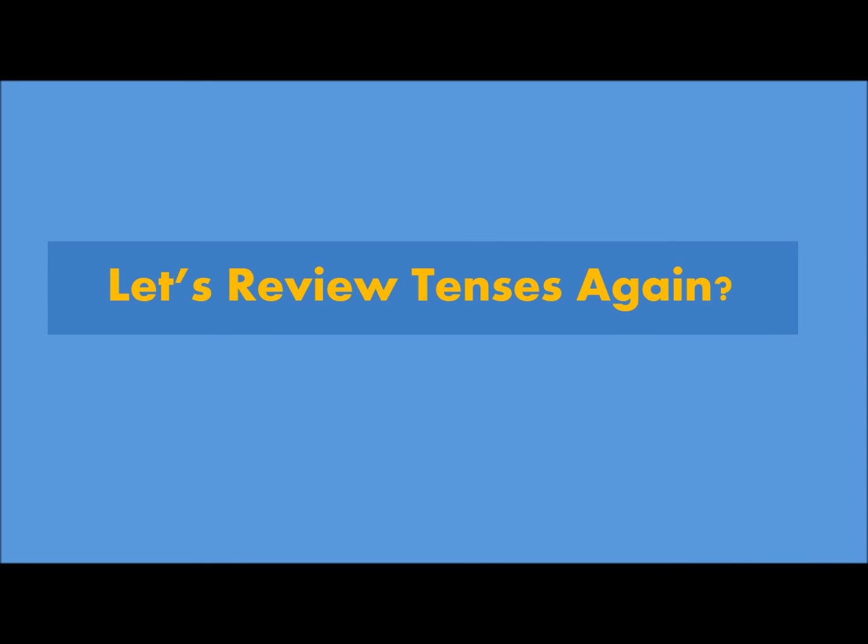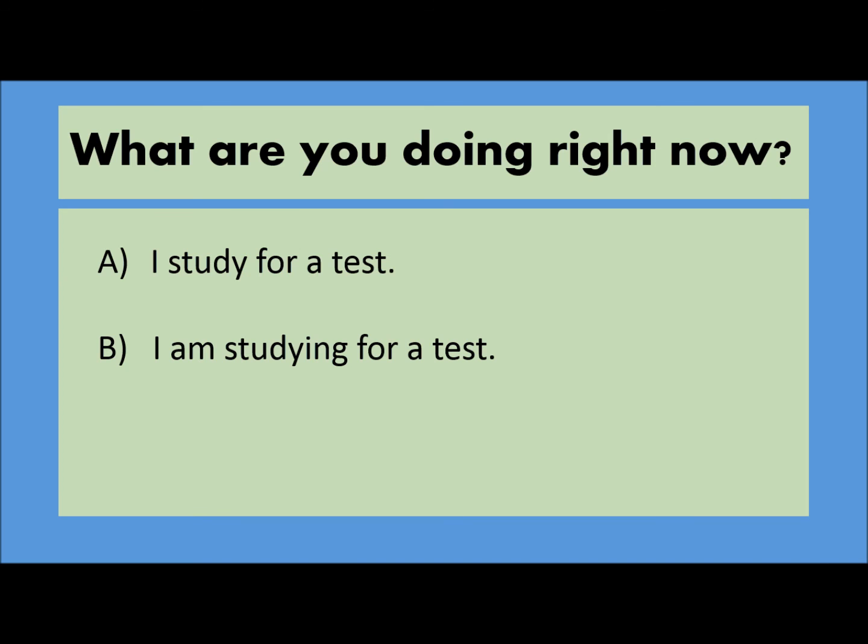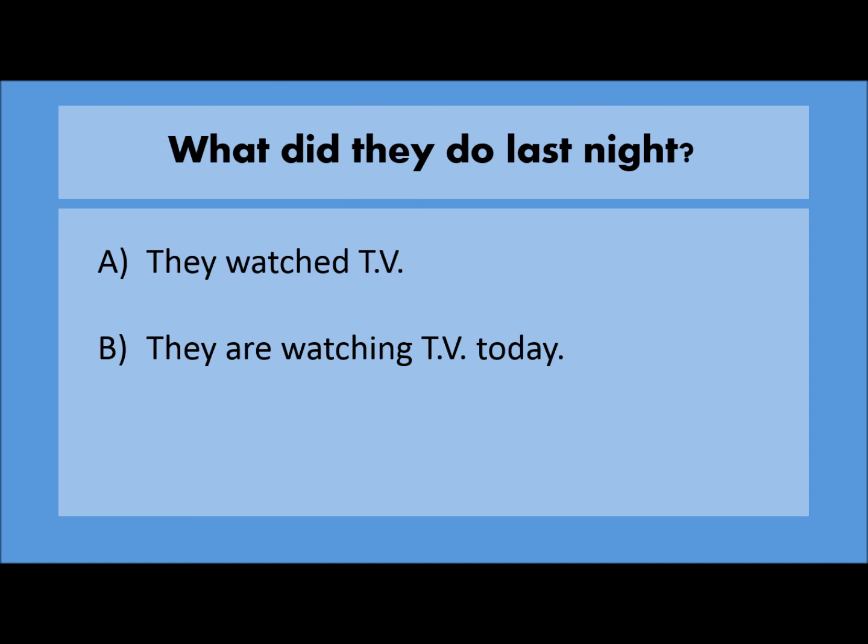Now let's review our tenses again. Question, what are you doing right now? Answer A, I study for a test. Answer B, I am studying for a test. The answer is B. Question, what did they do last night? Answer A, they watched TV. Answer B, they are watching TV today. The answer is A.